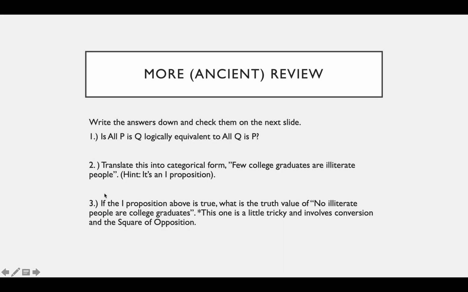Okay, so here are 3 more questions, a little bit of ancient review. Look at these and then try to answer them correctly, and pause, come back, and look at the answers on the next slide.